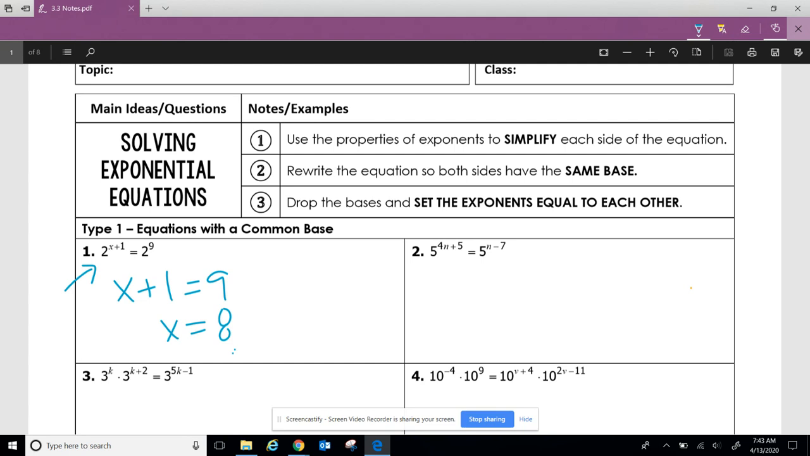For 2, again, they both have the same base. Go ahead, pause your video, see if you can do this one. I feel like you can. Welcome back. They both have the same base of 5, so then 4n plus 5 is equal to n minus 7.